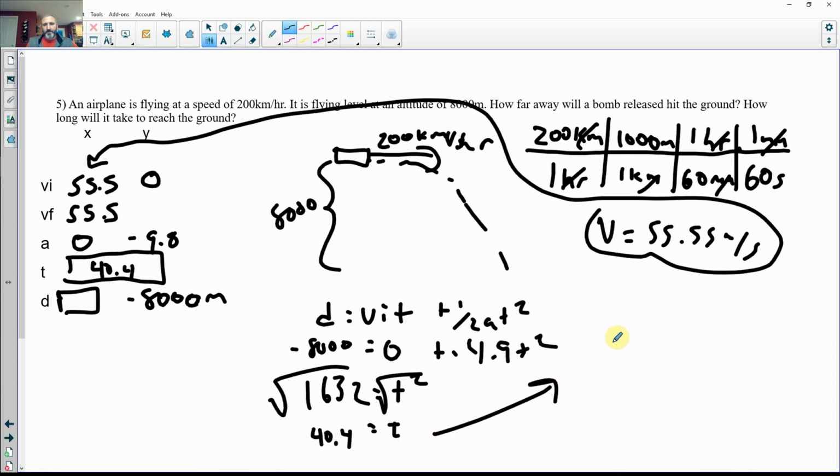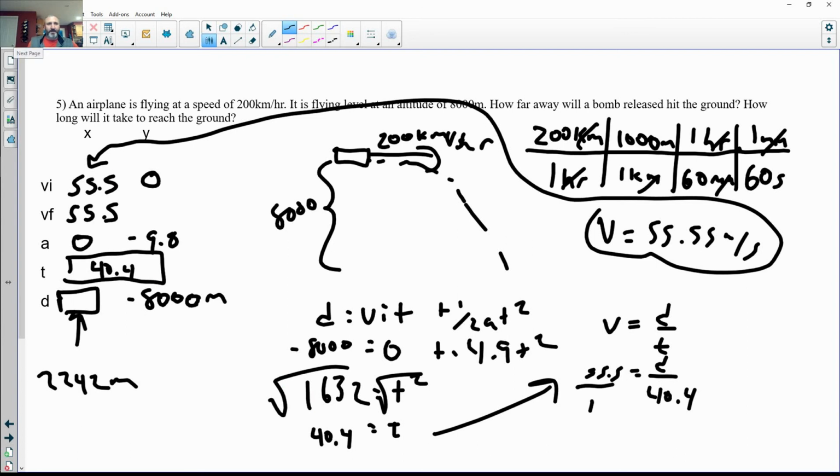And now we can do v equals d over t for the x. So 55.5 equals d over 40.4 seconds. Cross multiply. 40.4 times 55.5 equals 1d, which is d. So our distance in the x will be 2,242 meters away. Hope that made sense.